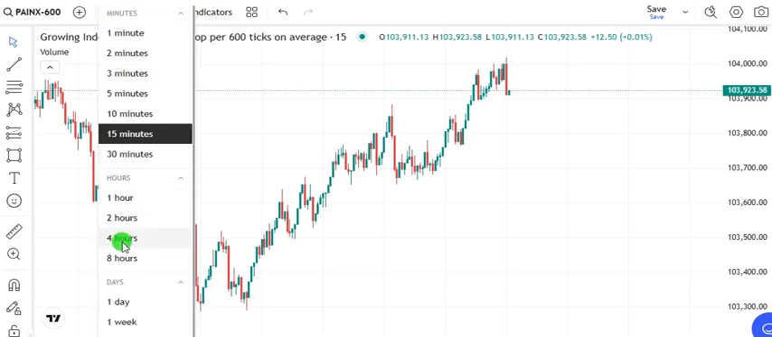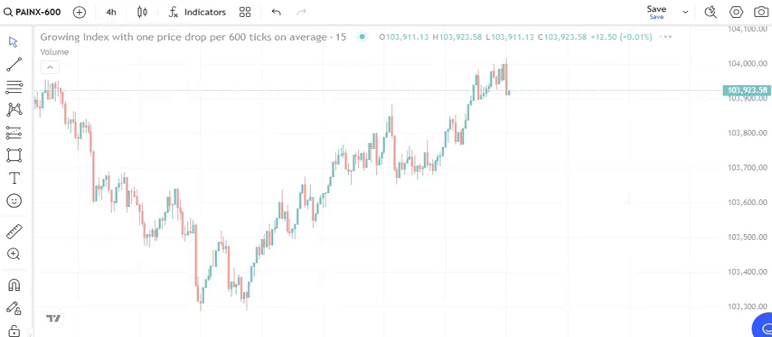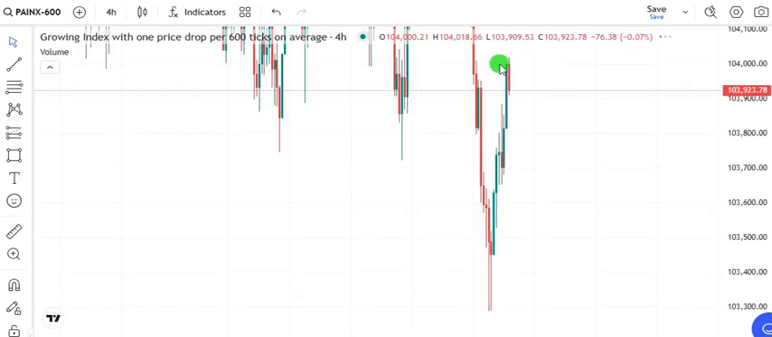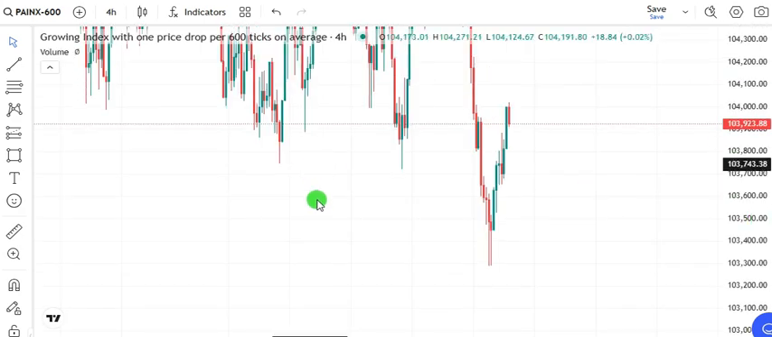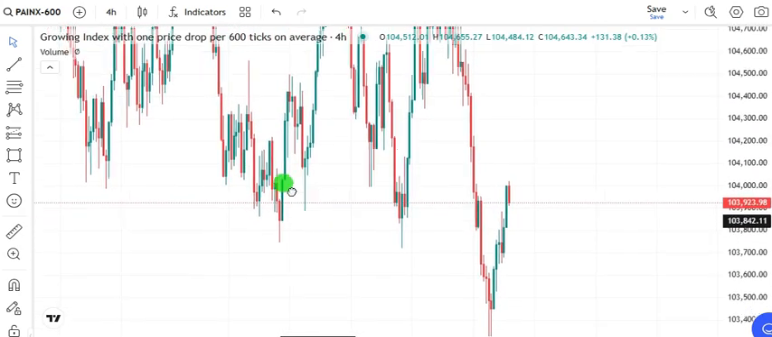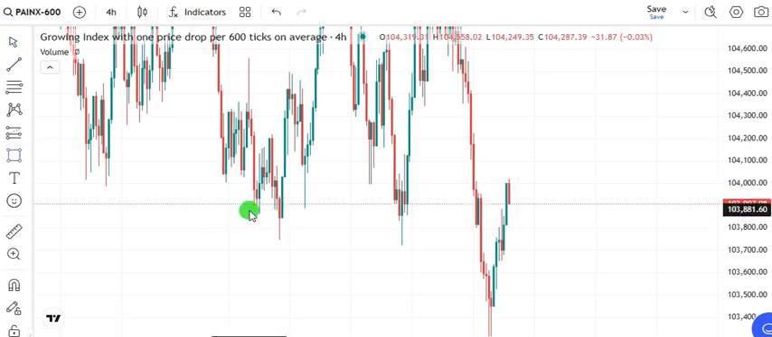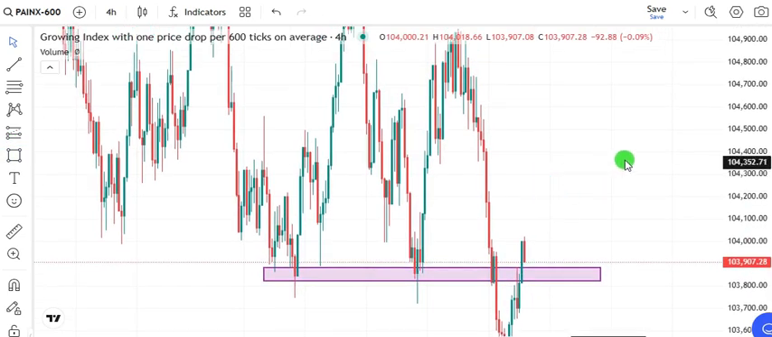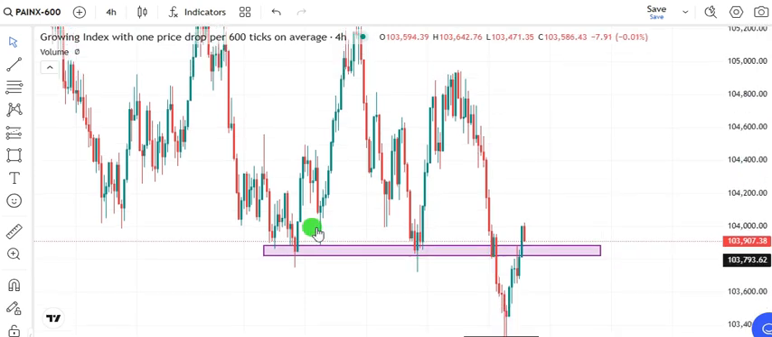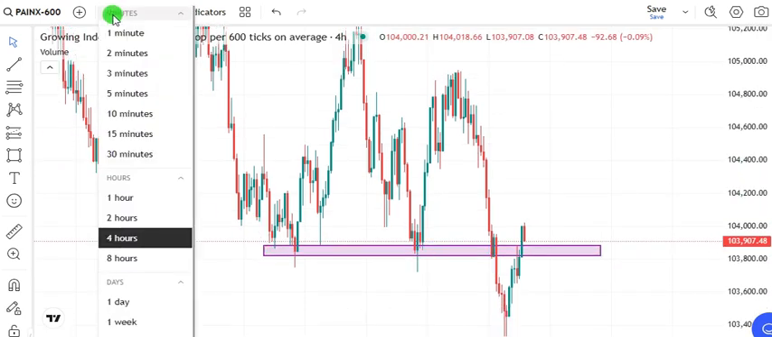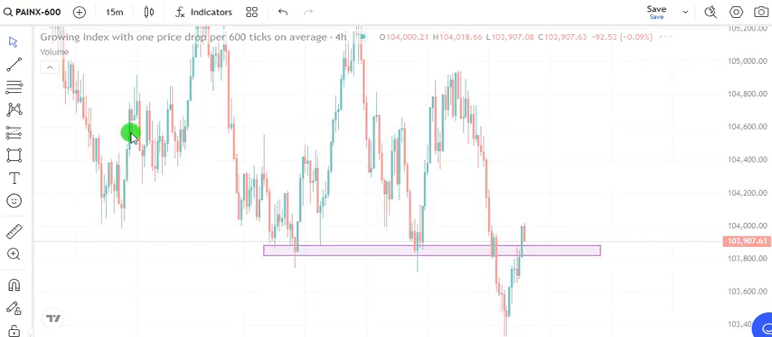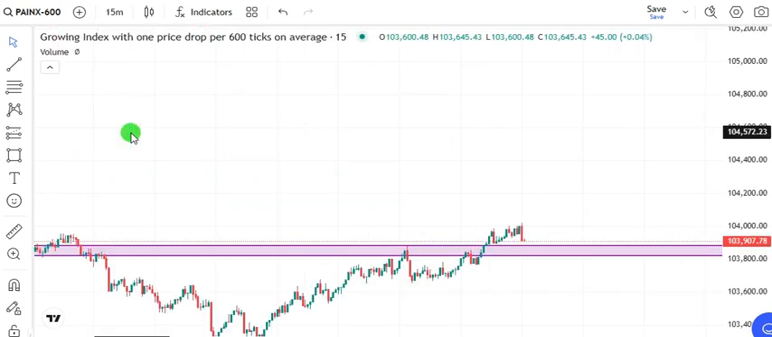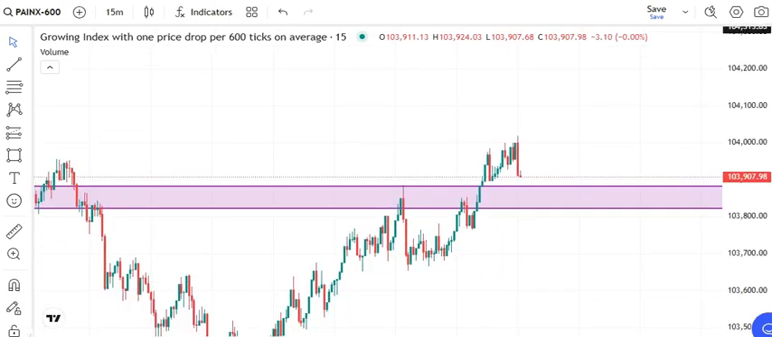Okay, on the 4-hour chart, you can see it moving straight into our levels. Let's see, are we going to continue bullish, or are we seeing some bearish retracement? From the formation, it is actually looking bullish.